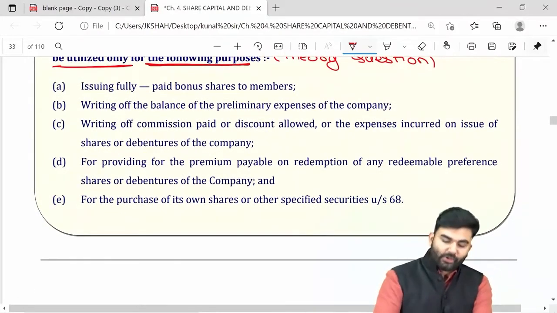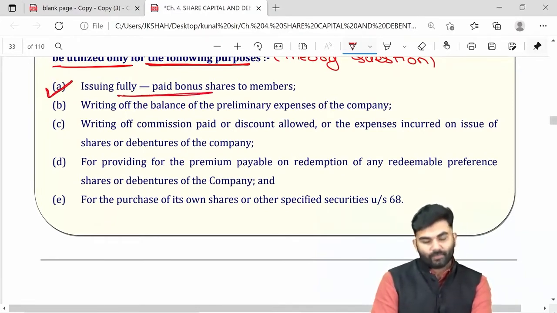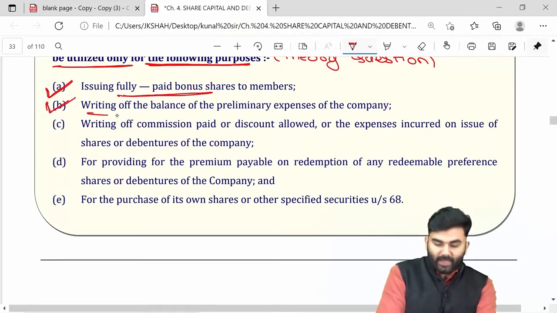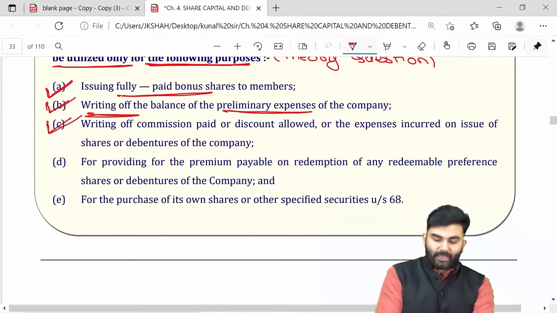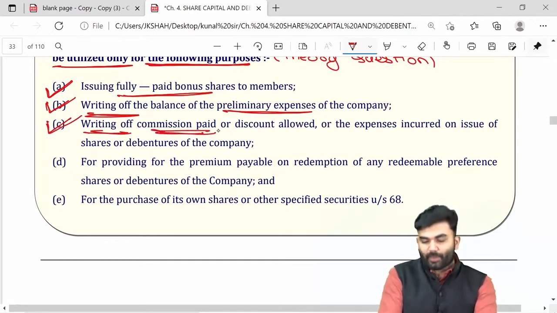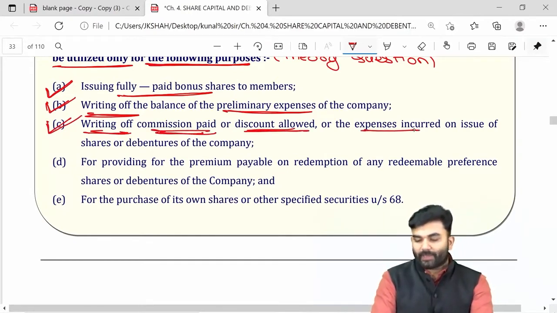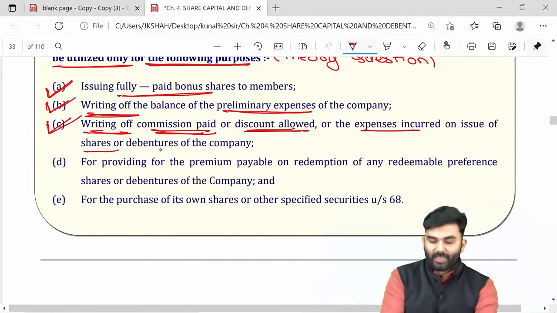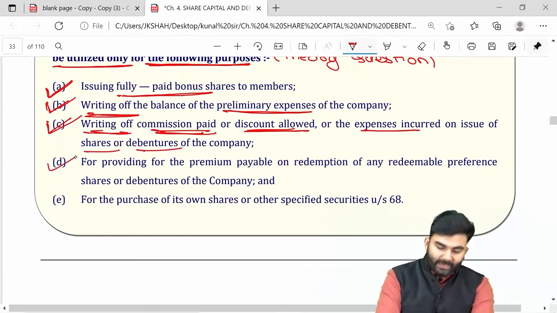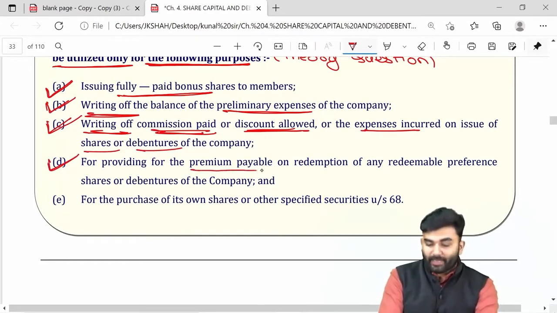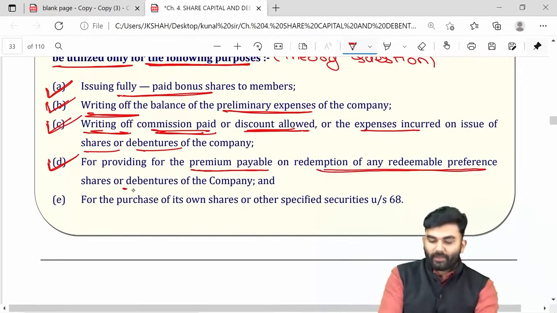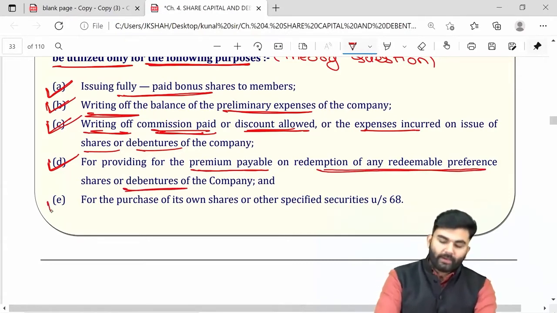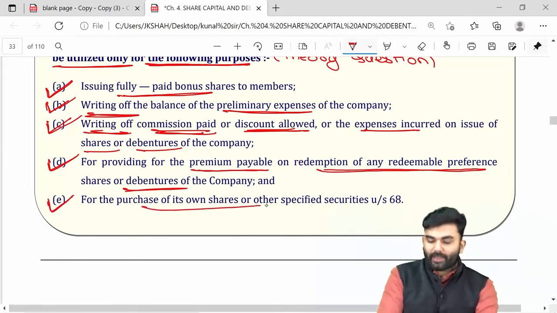The lawmaker says securities premium account can be utilized for issuing fully paid bonus shares. It can also be utilized to write off preliminary expenses. It can also be utilized to write off commissions paid or discounts allowed or expenses incurred for issuing shares or debentures. Or else it can be utilized for providing premium at the time of redemption of preference shares or at the time of redemption of debentures. Or it can also be utilized at the time of buyback.